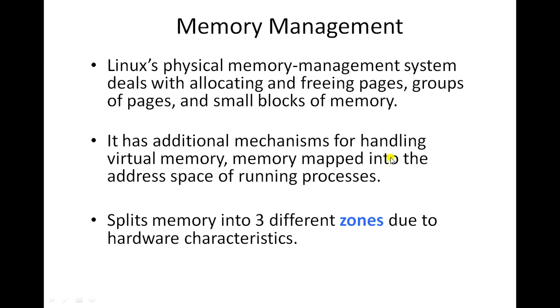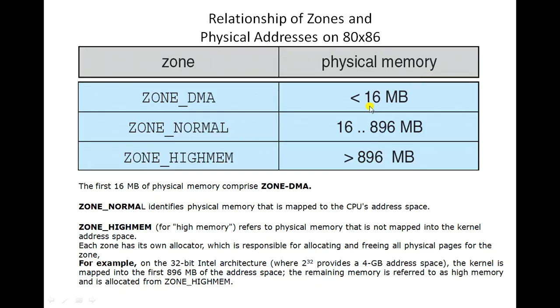So the Linux physical memory management system deals with allocating and freeing pages, groups of pages, and small blocks of memory. It has an additional mechanism for handling virtual memory. So in case of the Linux system, memory is mapped into the address space of running processes. In the Linux system, the memory is split into three different zones. They are namely ZONE_DMA, ZONE_NORMAL, and ZONE_HIGHMEM.